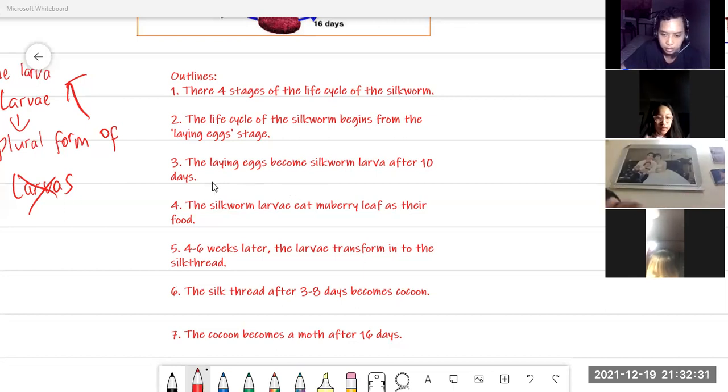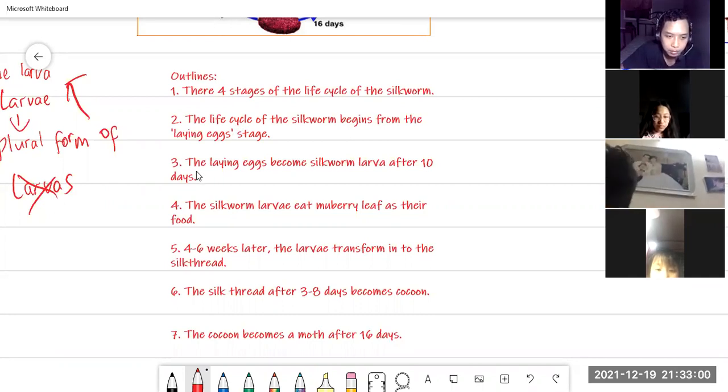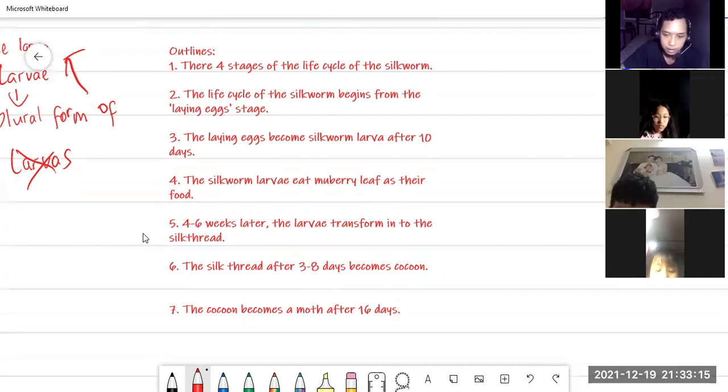Number 3. Sorry, it should be cycle, not sickle. Everyone say cycle. Number 3, can you repeat? The laying eggs become silkworm larvae after 10 days. Very good. Next, number 4.